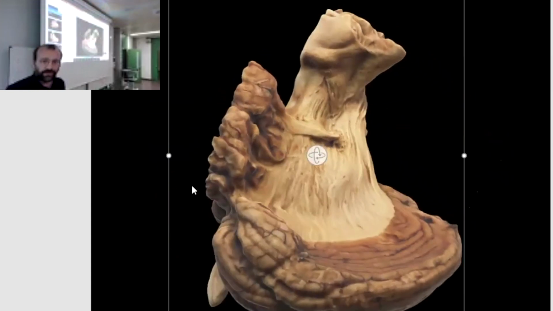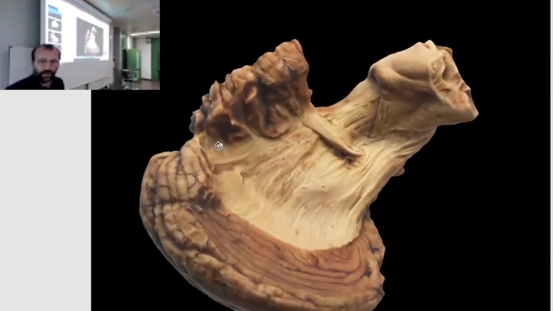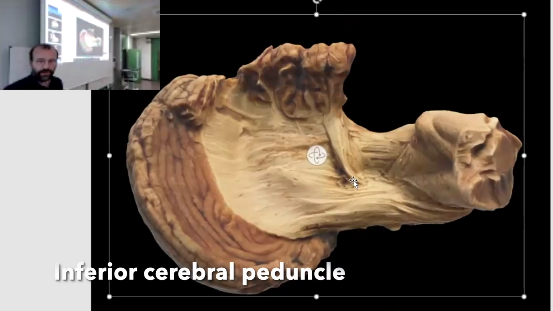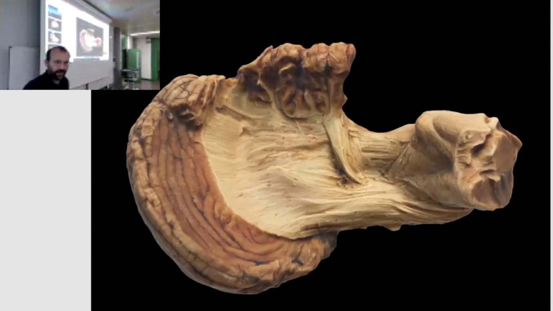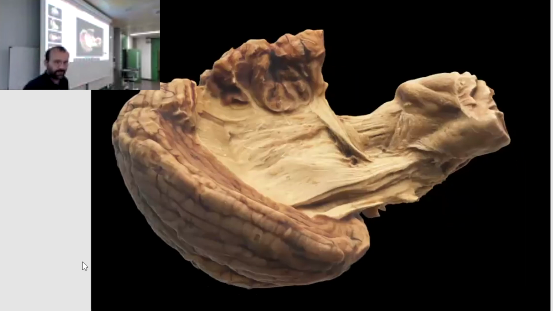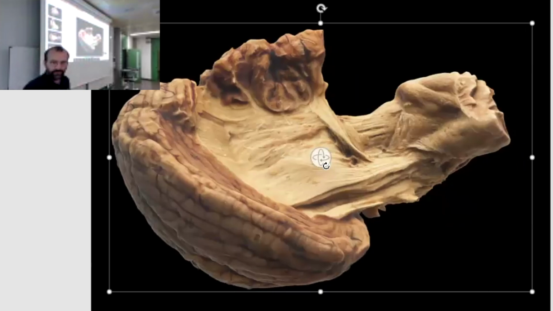After this, we will see the fibers of the inferior cerebellar peduncle, which go medial to the middle cerebellar peduncle, medial, and then inferior to go to the lateral fasciculus that we will see later on the dorsal surface of the medulla oblongata.